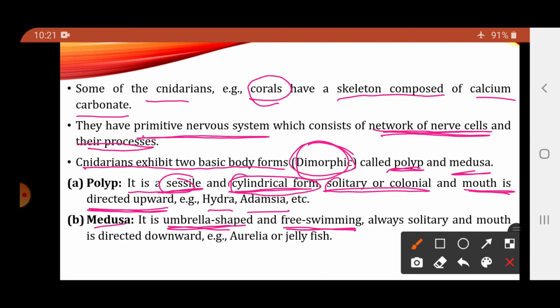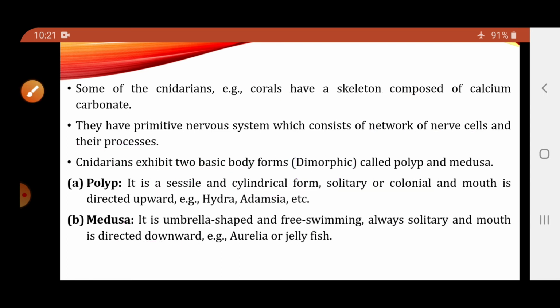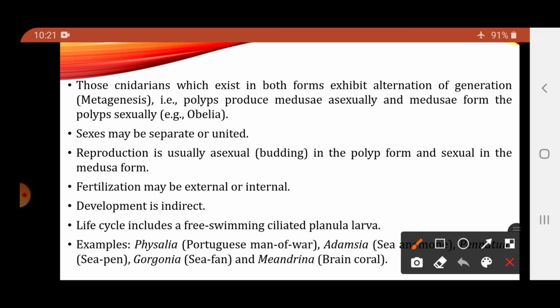Polyps were solitary or colonial, but medusa are always solitary. And in medusa, the mouth is directed downwards, whereas in the polyp, the mouth was directed towards the upward side. So these cnidarians, as they exhibit more than one form, either they may occur in polyp form or they may occur in the medusa form. But there are some cnidarians which exhibit both the forms.